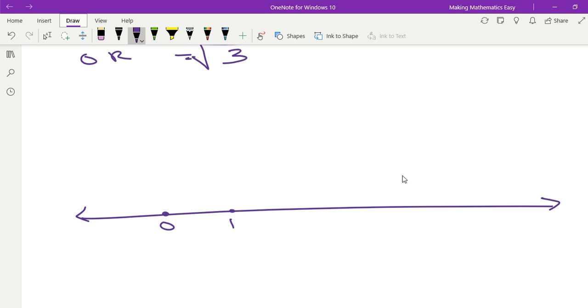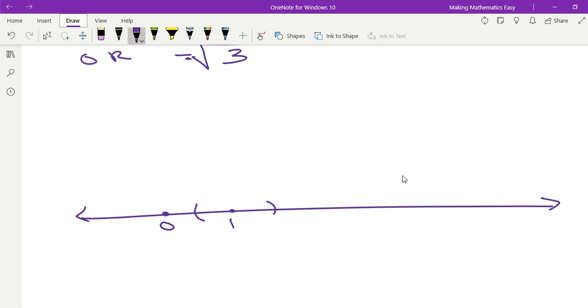Now what you can do, you can use a compass, what you call a compass. Take any measurement less than 1. You can take any measurement less than this, up to over here. Put one pointer over here and make an arc over here, and one arc on the right hand side.